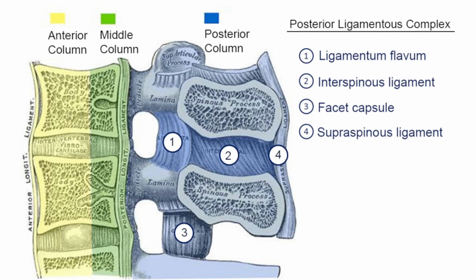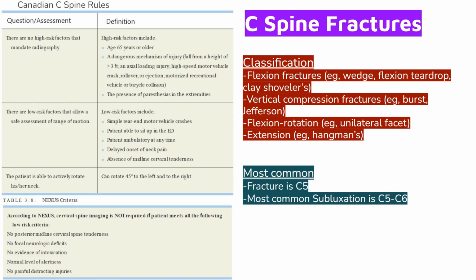So 3 different columns, very important to understand. So C-spine fractures, right? You need to know the Canadian C-spine rules and the NEXUS criteria. You should pretty much know those by heart. In the clinical world, we see so much trauma that you need to know when to image and not image, essentially, but you have to know those for your boards as well.